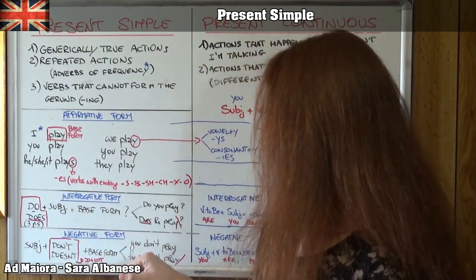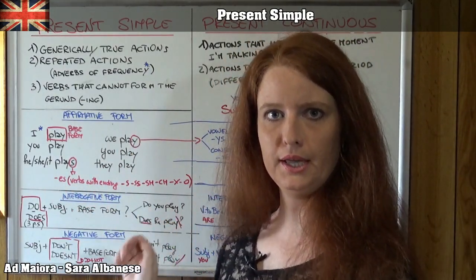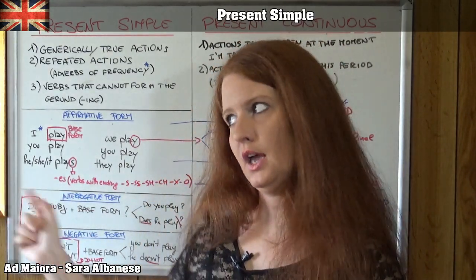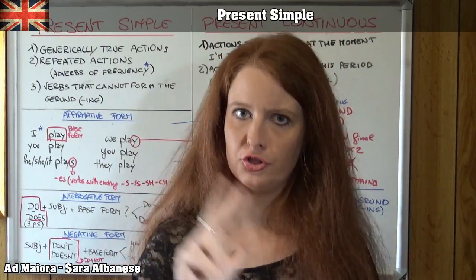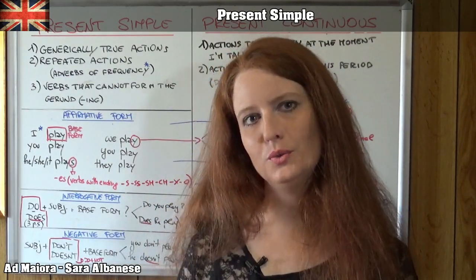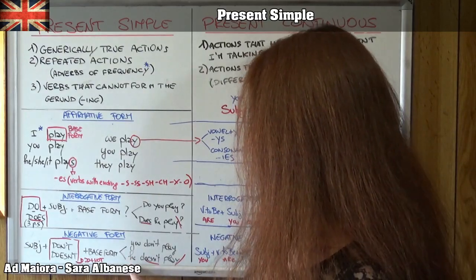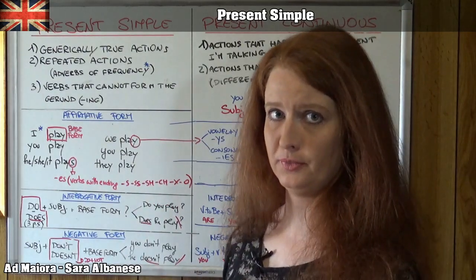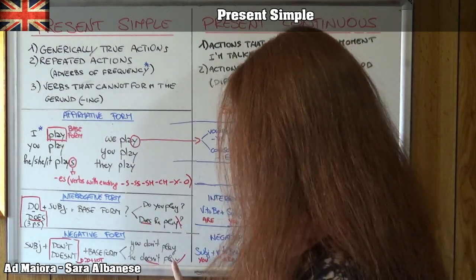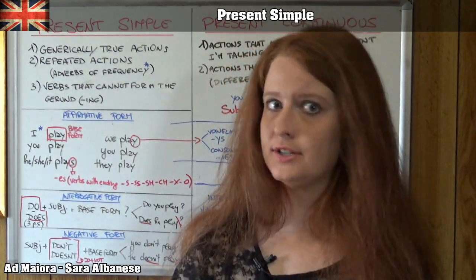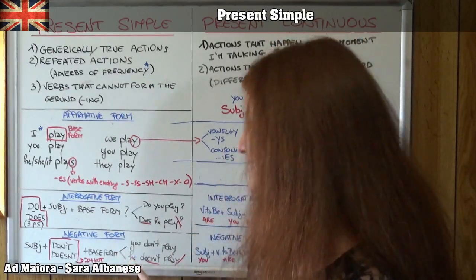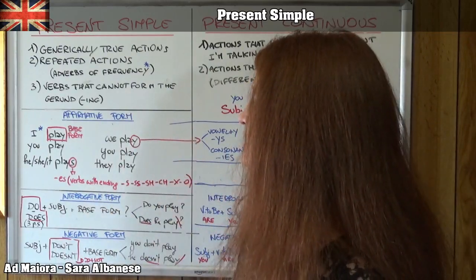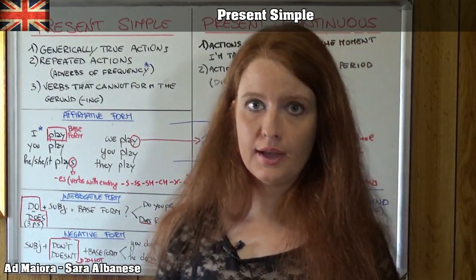So the sentences would be: you don't play, I don't play, we don't play, they don't play. The third person singular, as always, is different, and so he or she doesn't play. This is different from the affirmative form, okay? Because in the base form I won't have to add the S, exactly as in the interrogative form. All right? So this is all quite simple.